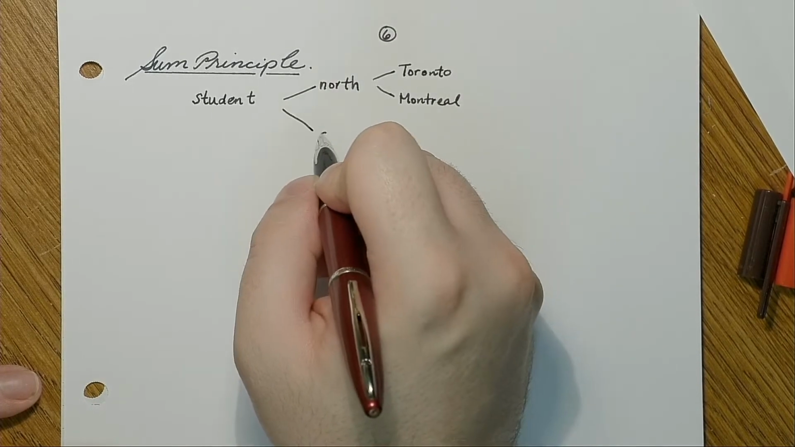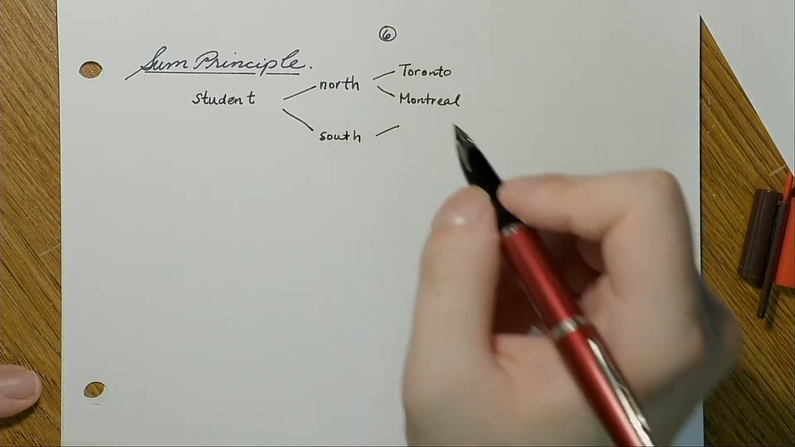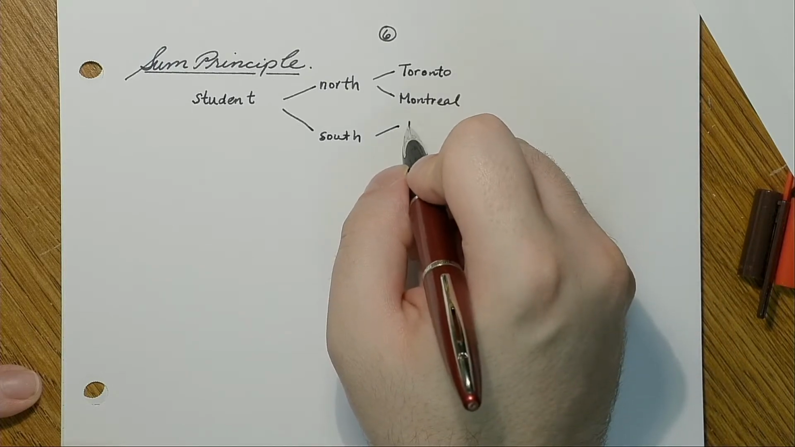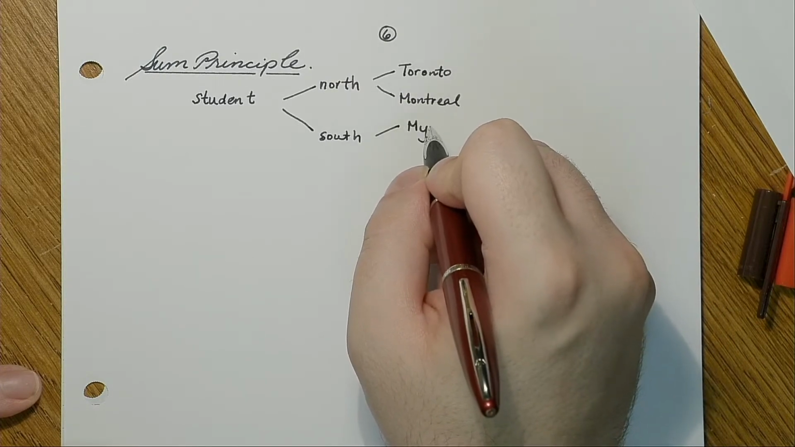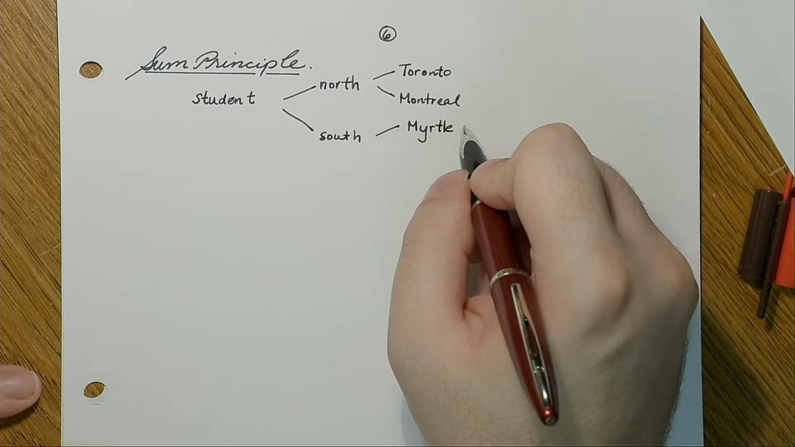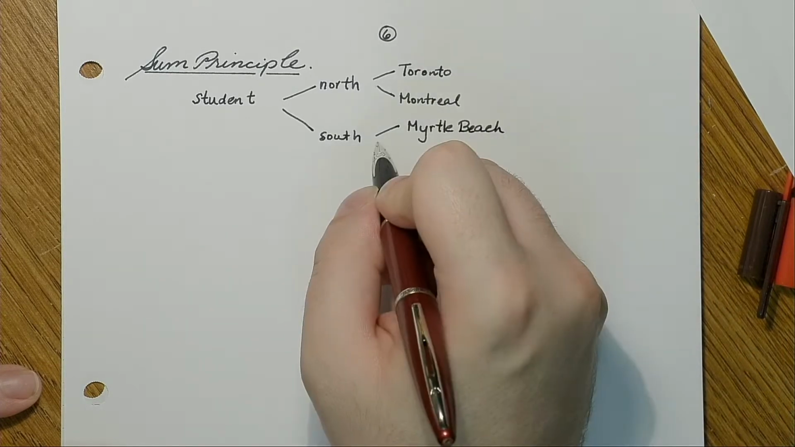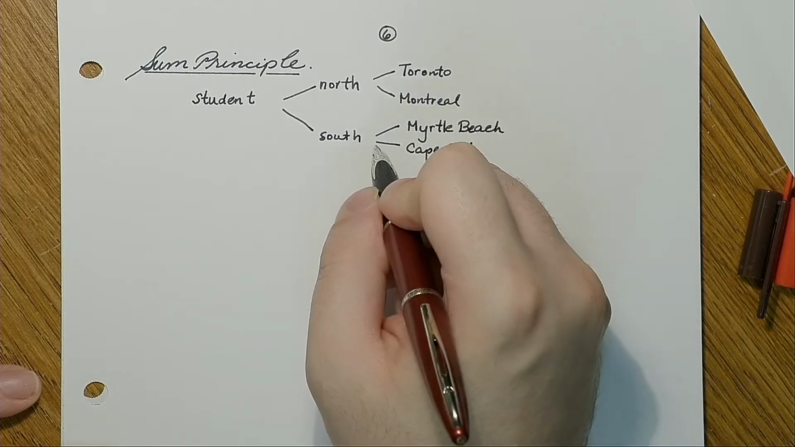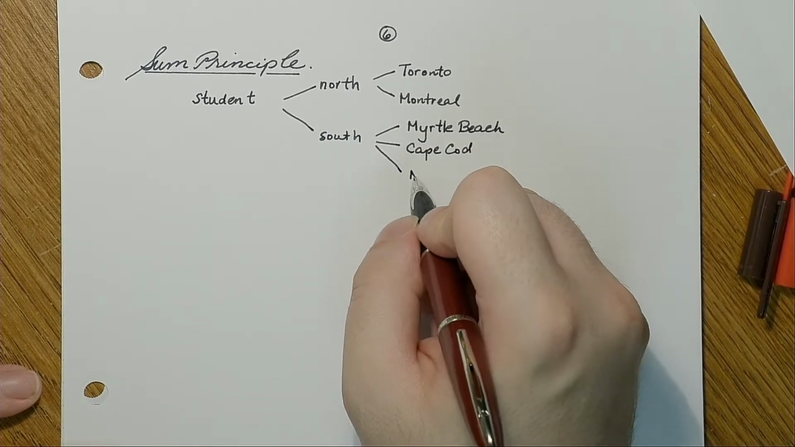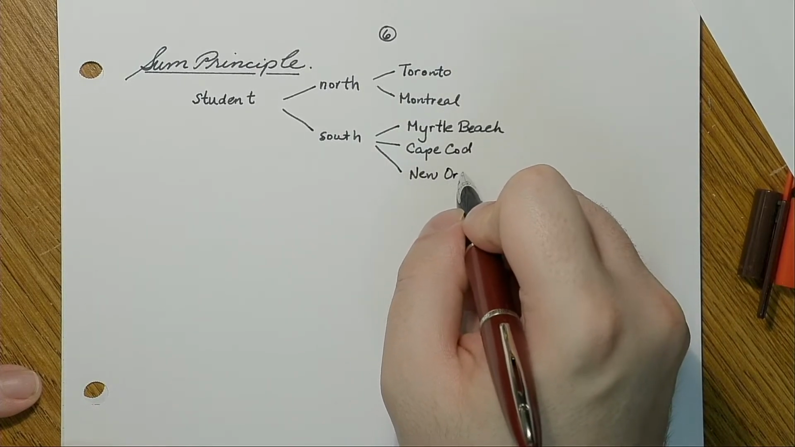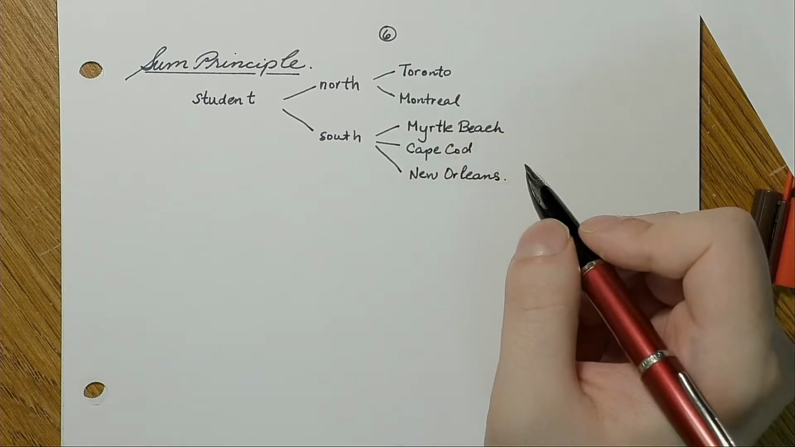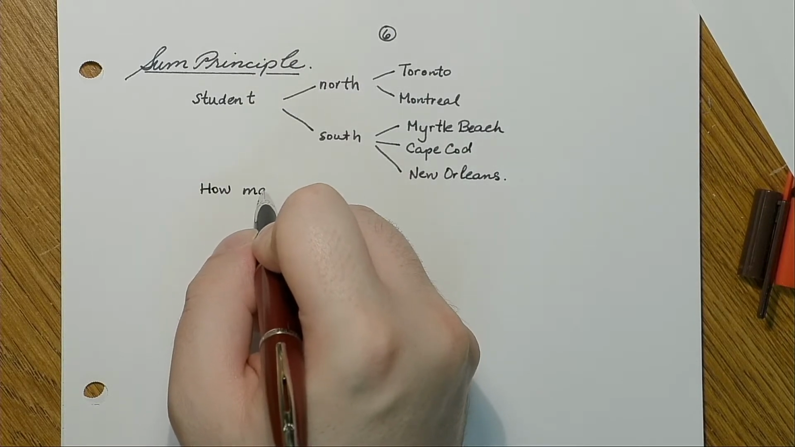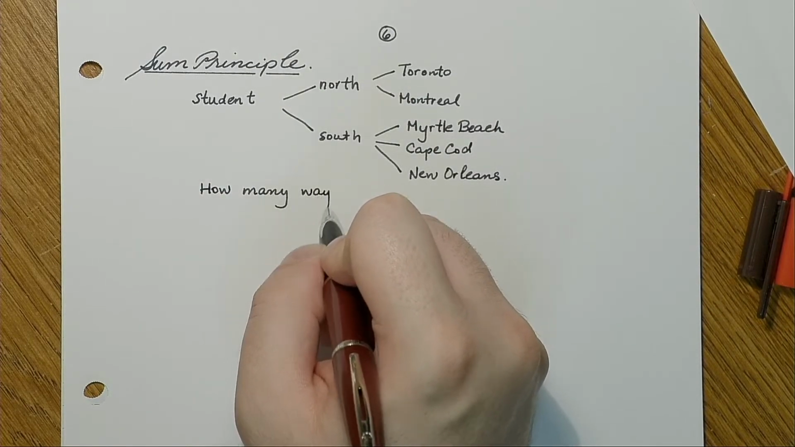or she can go south and she can go to Myrtle Beach, which is, I believe, in North Carolina. She could go to Cape Cod, which is in the New England, Massachusetts area, and New Orleans, Louisiana. How many ways can she go on holiday?